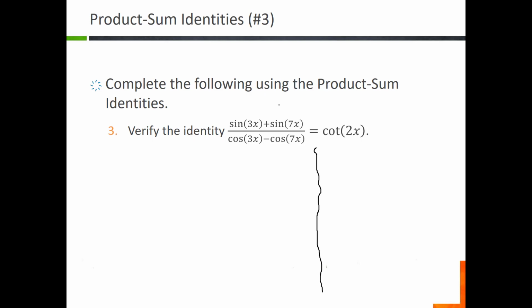And often it's helpful to start with the side that is more complicated. So we have the quantity, the fraction of the sine of 3x plus the sine of 7x divided by the cosine of 3x minus the cosine of 7x. And we know we want to show that that is equal to just the cotangent of 2x. Okay, so definitely the left side of this identity is the most complicated, right? So hopefully we can do something to simplify it. Again, remember our end goal is to convert it to a cotangent of 2x.